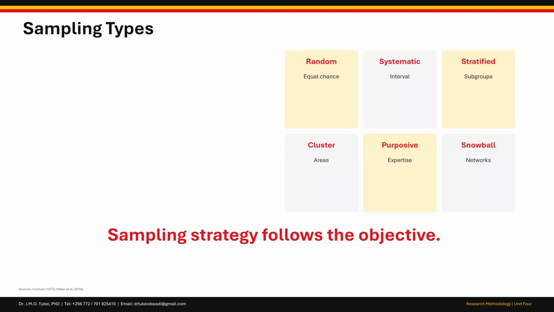But you ought to understand that as we look at these sampling types, we need to know what random means. When you talk about random, there should be an equal chance for me also to be selected and be part of that kind of study. That is what we ought to understand.